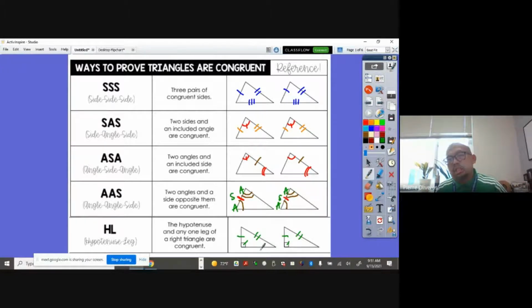If you notice, there's no foul word here, or we can say the SSA. There's no foul word here, so it means that's not a good way to prove the triangles are congruent. Okay, let's move on now.